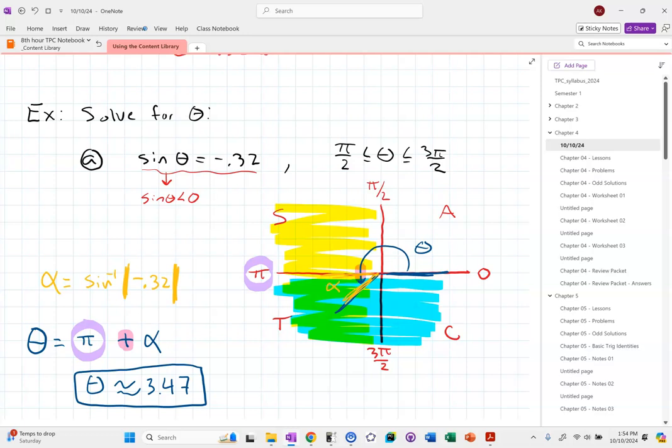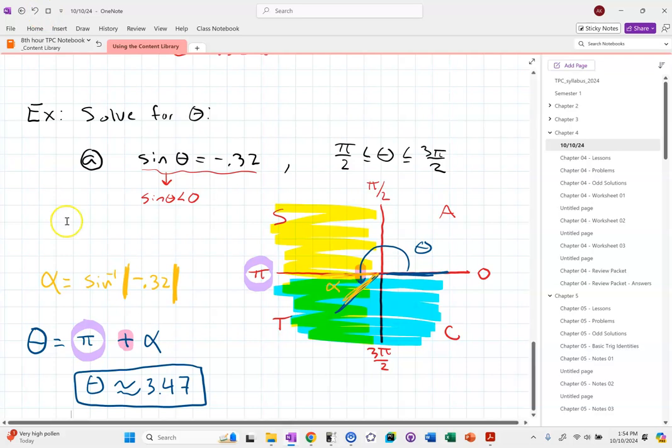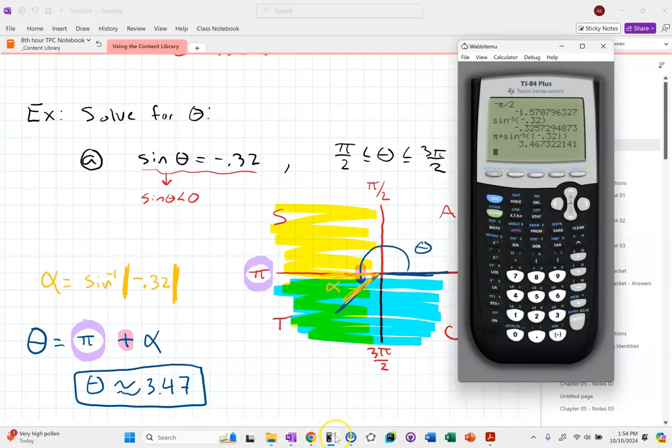Now, we said our answer is 3.47. Let's check that. Every single one of these problems like this is checkable, but the check is 2 steps. So I have to do 2 things to check this. The good news is my calculator is going to do all the checking for me. So the first step of my check, I'm going to take that 3.47 and plug it into my original problem and see if I get negative 0.32.